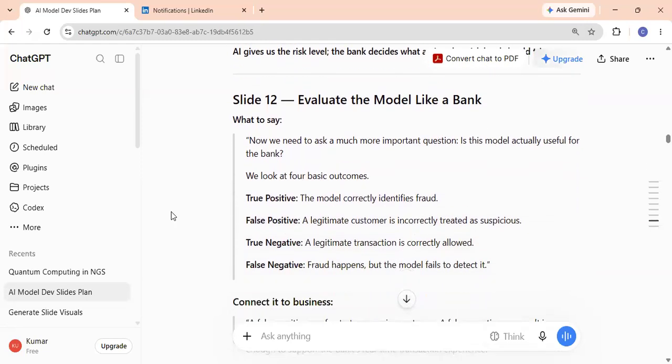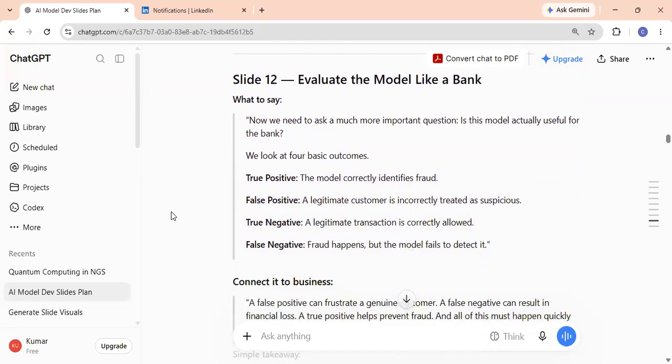Right. And slide 12 is evaluate the model like a bank. So now we need to ask a much more important question: is this model actually useful for the bank? Practically, we need to think like a business user when you are working with the models. So we look at four basic outcomes.